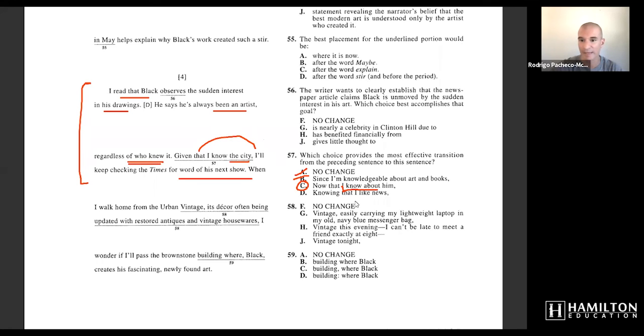And D, knowing that I like the news, this might be related here to the clause that follows, but it does not really connect to the previous sentence, for which reason we could eliminate D as well.